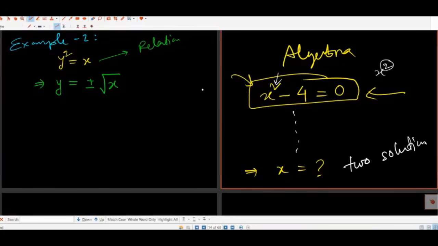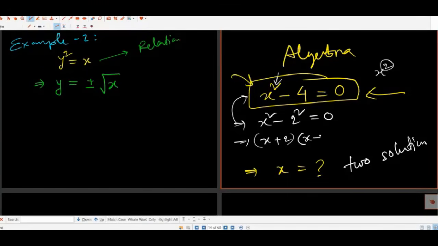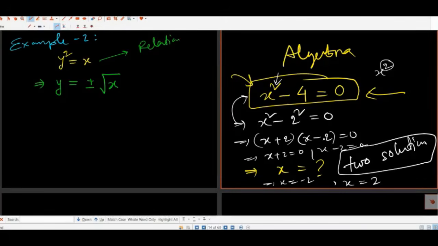We can also do these calculations by factoring. We know that x squared minus 2 squared equal to 0. This is the same as the previous equation. Now we can write (x plus 2)(x minus 2) equals 0. That means x plus 2 equals 0, x minus 2 equals 0. Again, we are getting x equals negative 2, x equals positive 2. So we have totally 2 solutions.